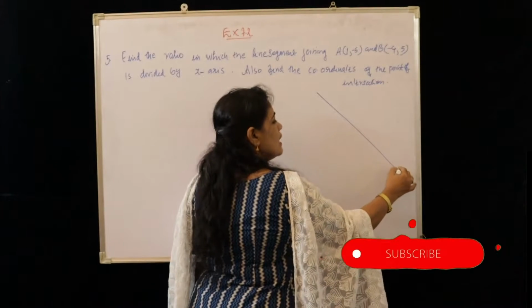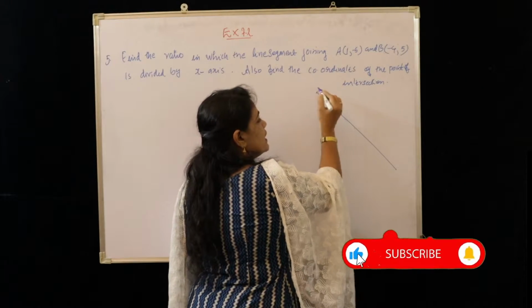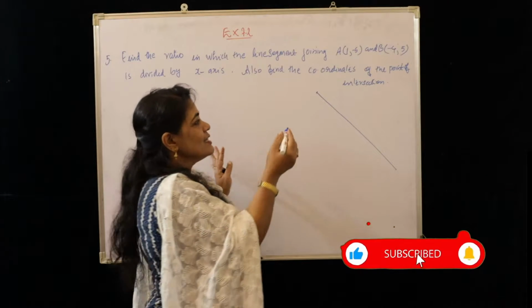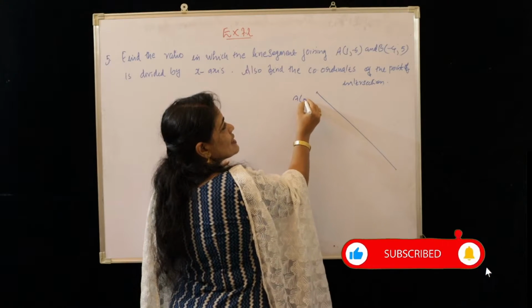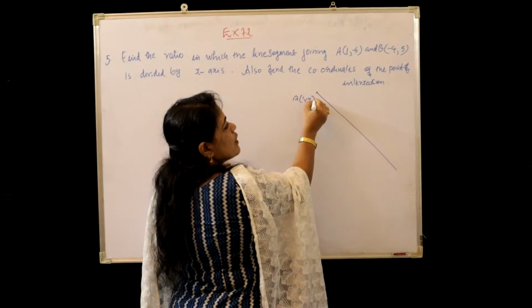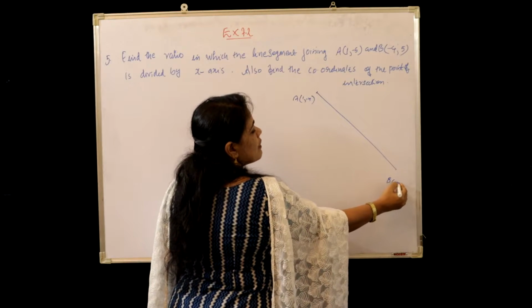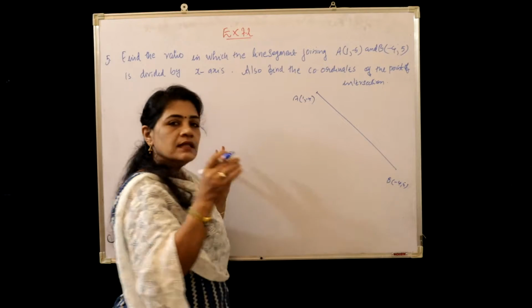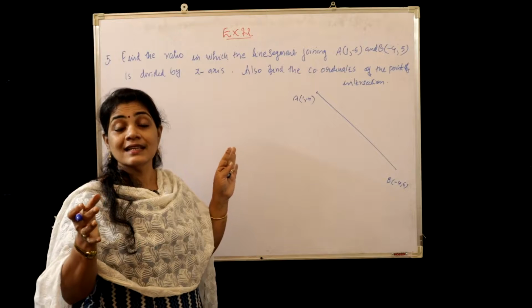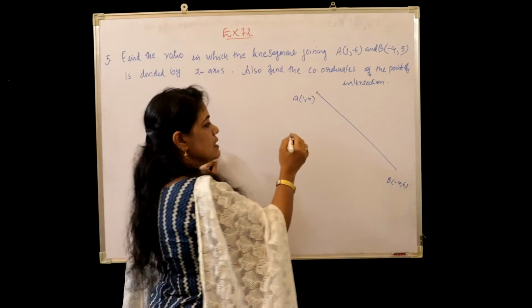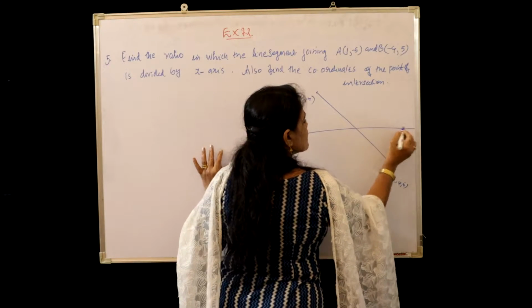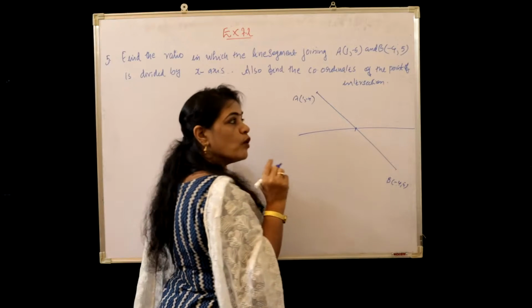A line which is dividing 2 points, I am marking these points as A(1, -5) and B(-4, 5). This line gets divided by the x-axis. Suppose this is that line, the x-axis. So this is the point on the x-axis.